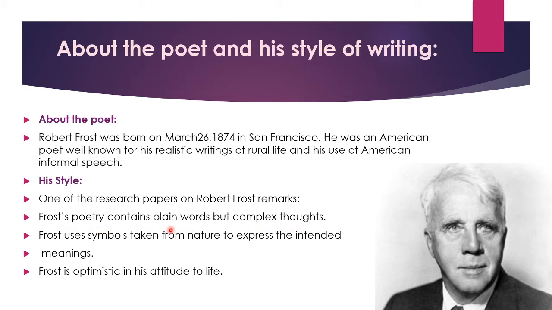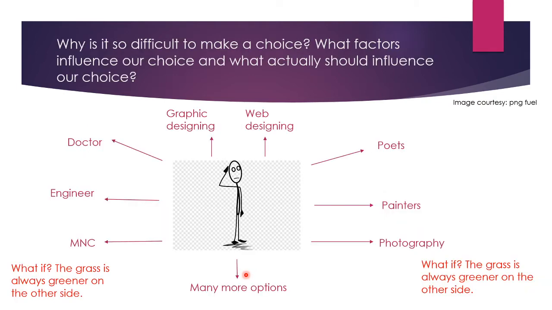Now, his style. One of the research papers on Robert Frost remarks, Frost's poetry contains plain words but complex thoughts. Now, this is important. Plain words, but the thought behind those words is complex, it is deeper. Frost uses symbols taken from nature to express the intended meanings. So, in this poem also, there are symbols that are taken from nature. And Frost is optimistic in his attitude of life. So, these are the major points in his style that you should know.